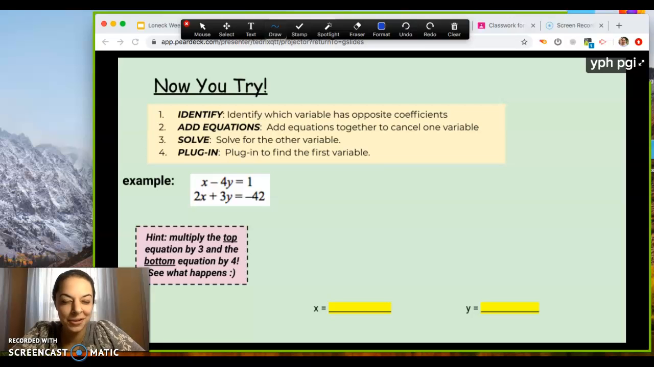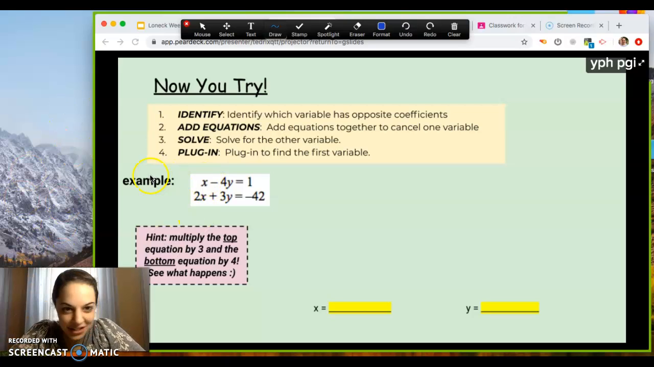Okay, hopefully you're able to follow along with the first example of how to use elimination. I'm going to go over a second example that's just a little bit more challenging. Specifically, you'll notice that we'll run into a little bit of a snag when we do step one.